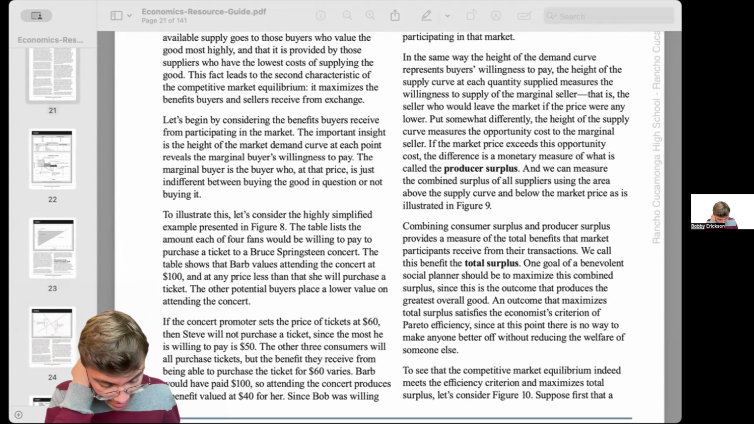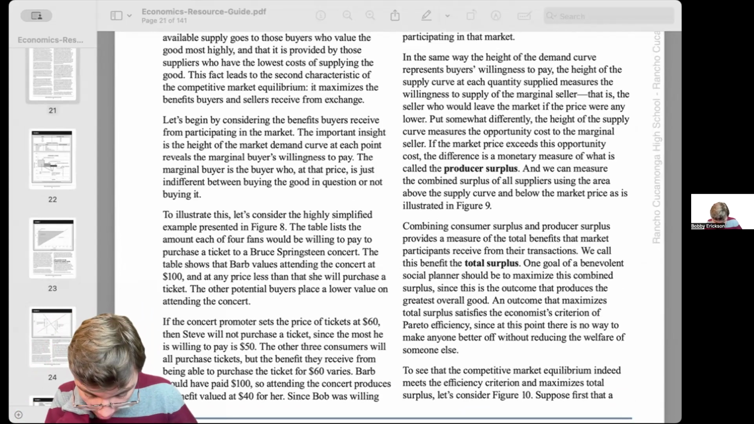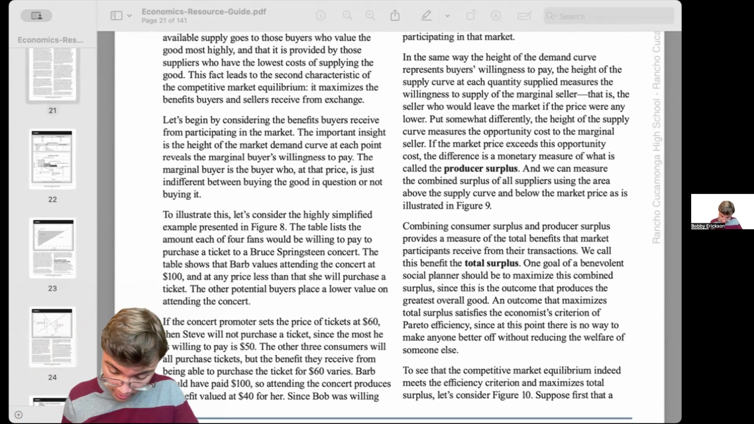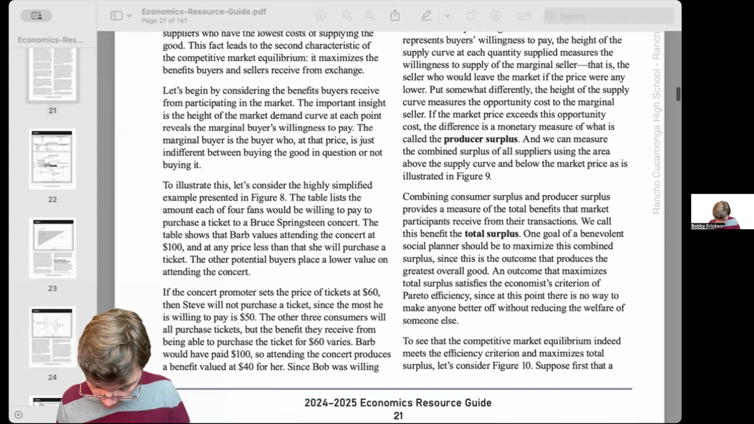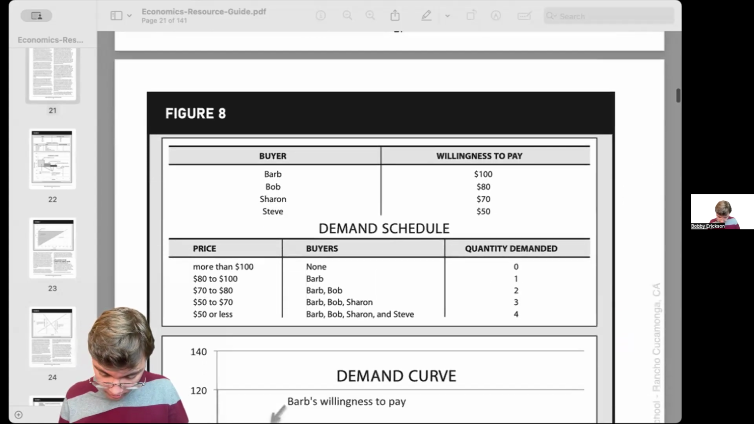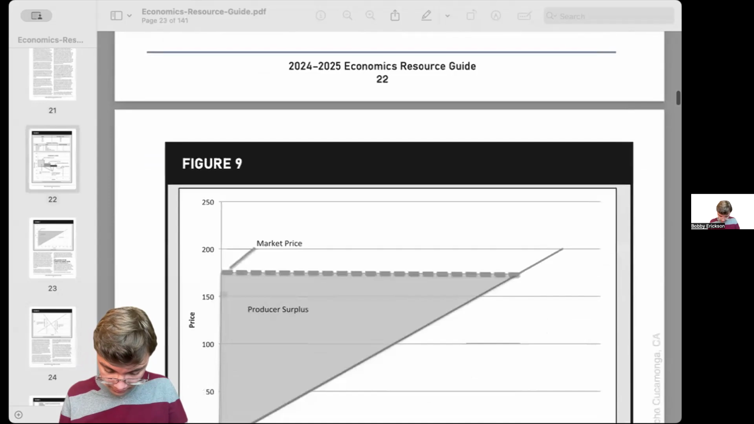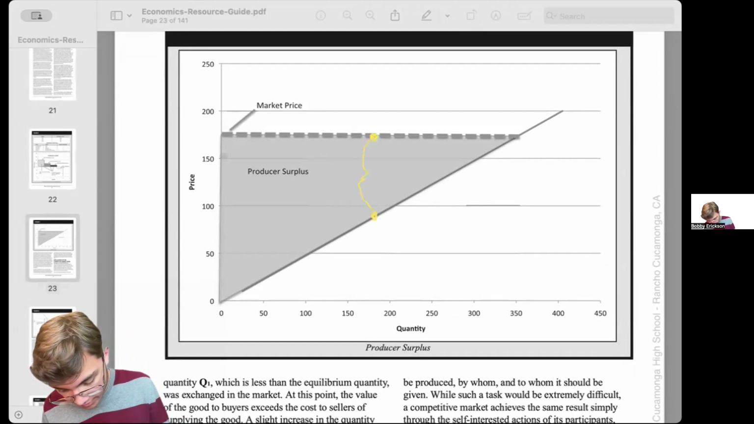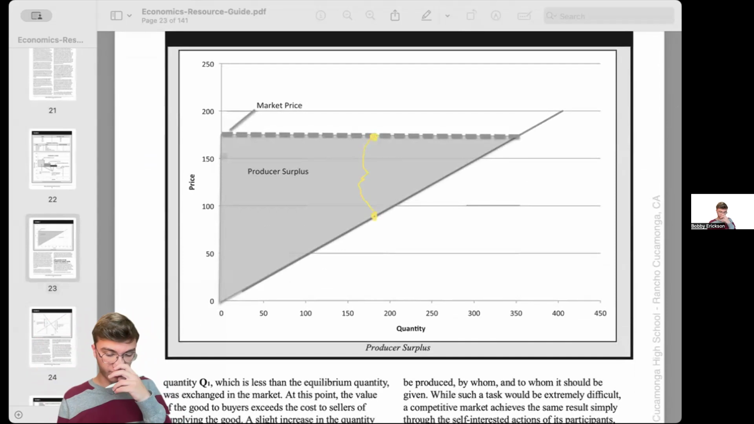And then if the market price is higher than the opportunity cost, the difference is what's called the producer surplus. So if we take a look here, just like the demand, we can see that the supply has a difference here of market price minus the opportunity cost for the producer.